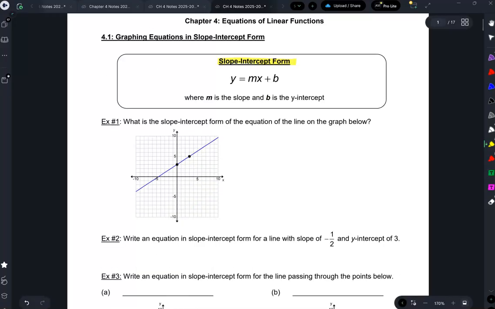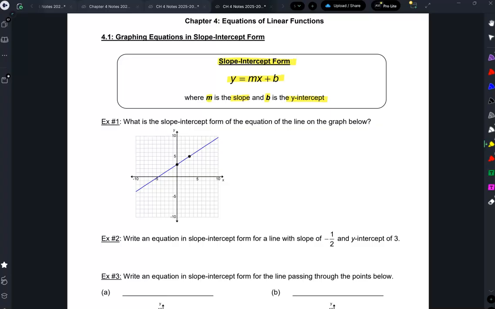Slope-intercept form is y equals mx plus b, and you just need to make that your friend. You just need to know y equals mx plus b. In this equation, m is the slope, b is the y-intercept. Okay? So here, it's asking us, what is the slope-intercept form of the equation of this line?